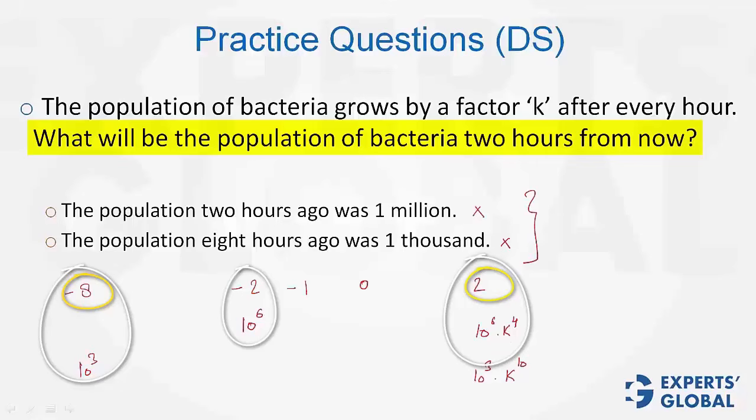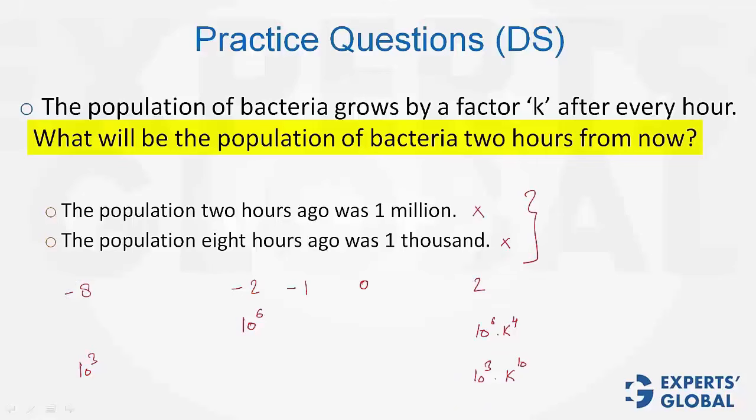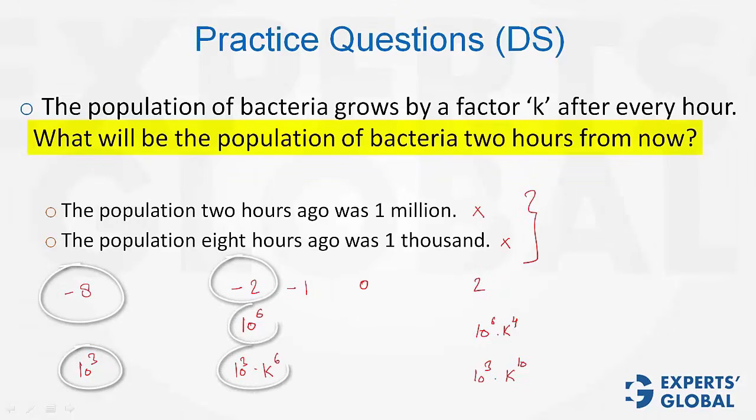Now we need to combine and check. When we combine, we know 10 cubed is the population here. This is 6 hours. So 6 hours later, it has to be 10 cubed times k to the power of 6, and these two have to be equal. So now we can find the value of k. Once the value of k is determined, we will be able to find the population here.